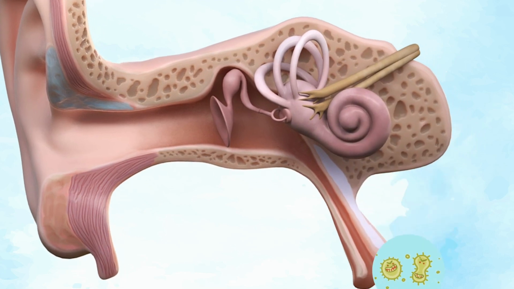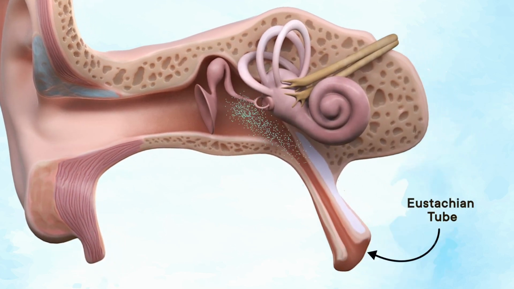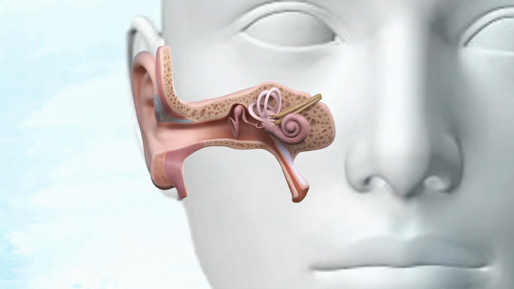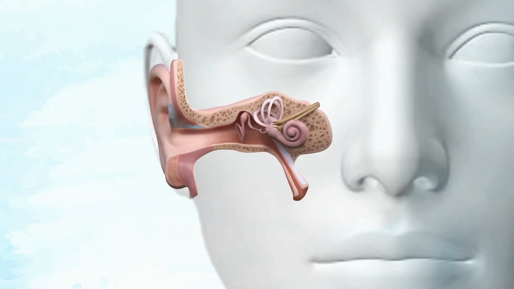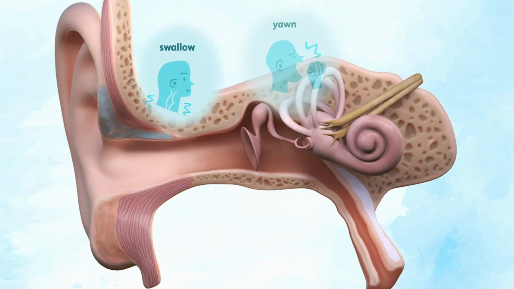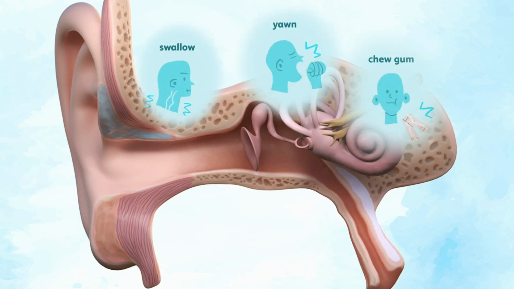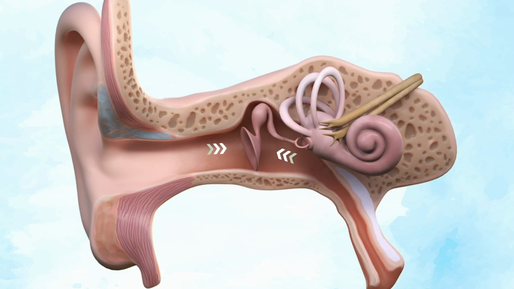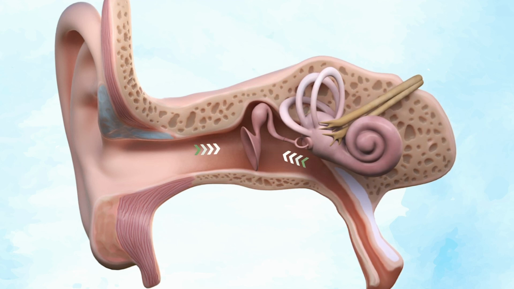Bacteria or viruses can enter the middle ear through the eustachian tube, which connects the middle ear to the back of the throat. The eustachian tube is usually closed, but it opens when we swallow, yawn, or chew gum. This allows air to enter the middle ear and equalize pressure.